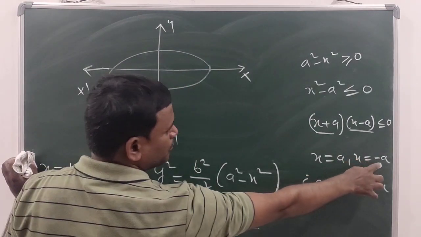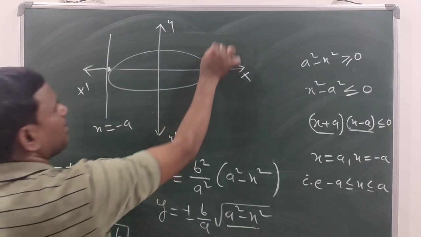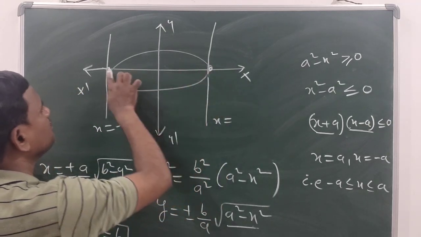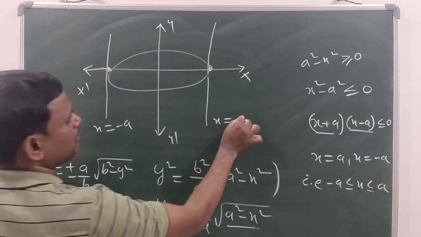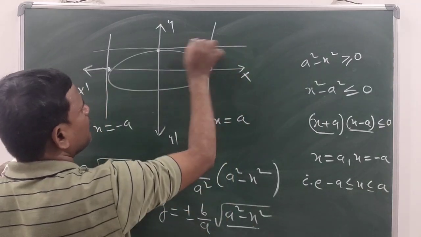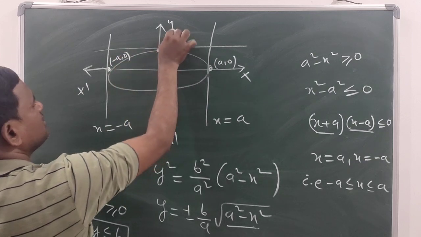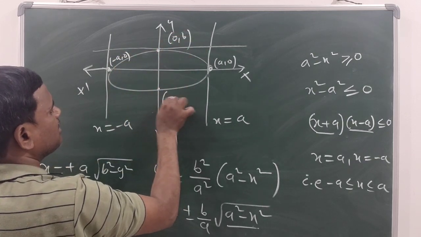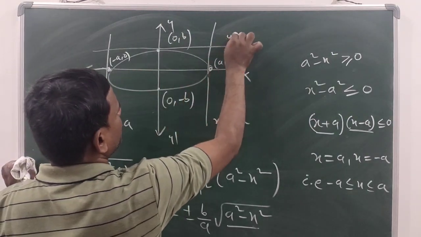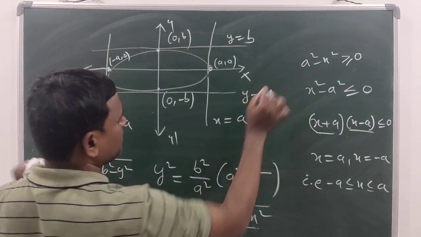You know x equal to minus a passes through this vertex, and x equal to plus a passes through this vertex, because we have taken these coordinates as (a, 0) and (minus a, 0). And similarly this is b dash in the standard form. So here this is (a, 0), this is (minus a, 0), and this is (0, b) and (0, minus b). So this one's equation is y equal to b, and this one's equation is y equal to minus b.